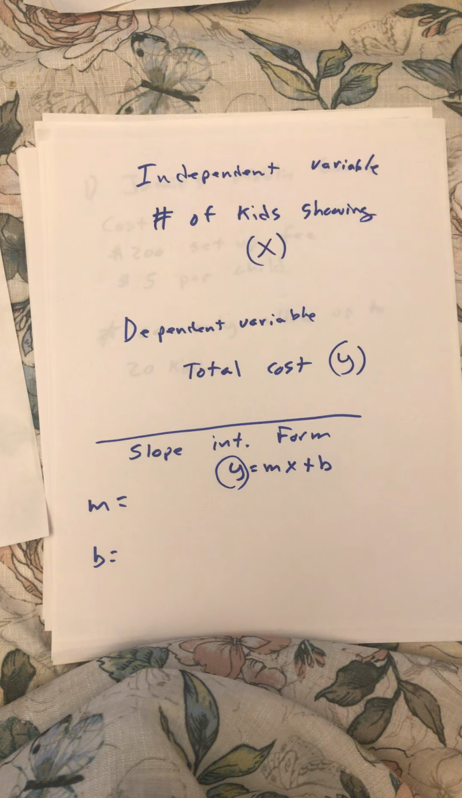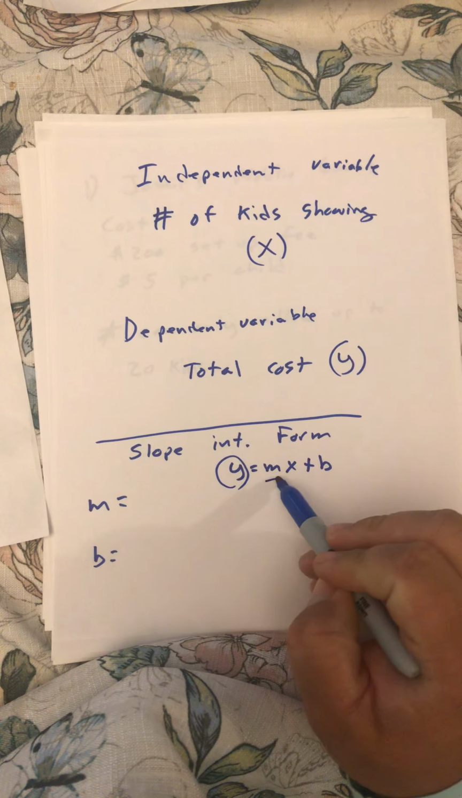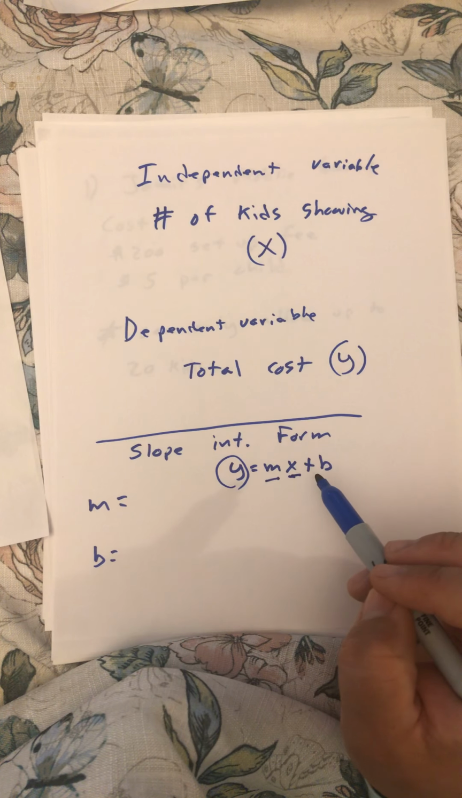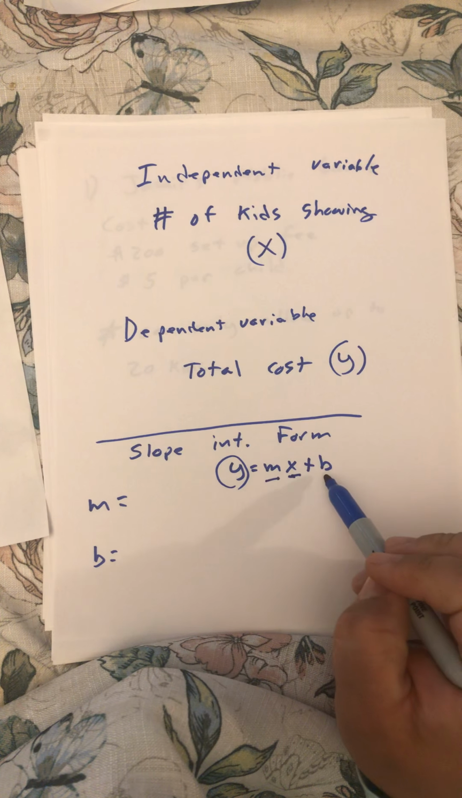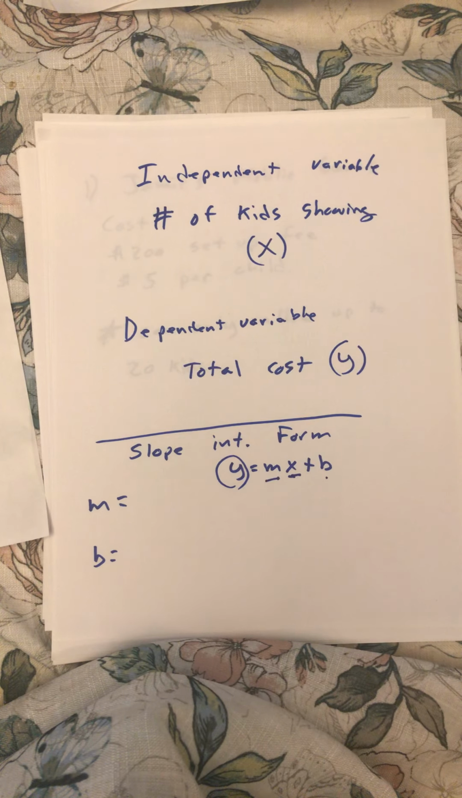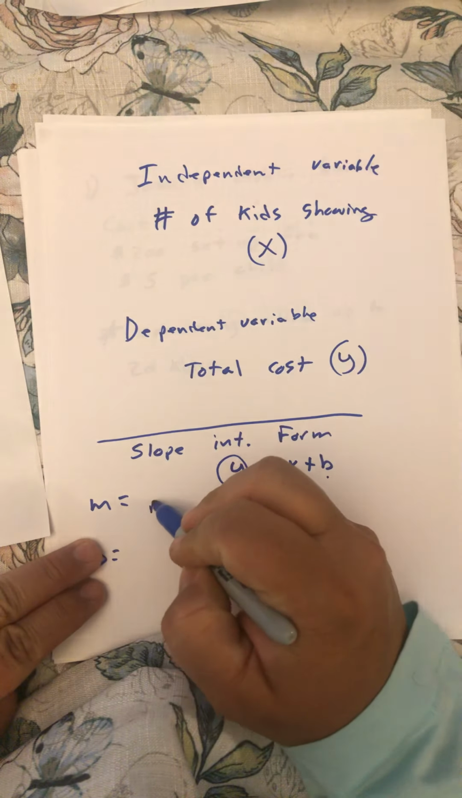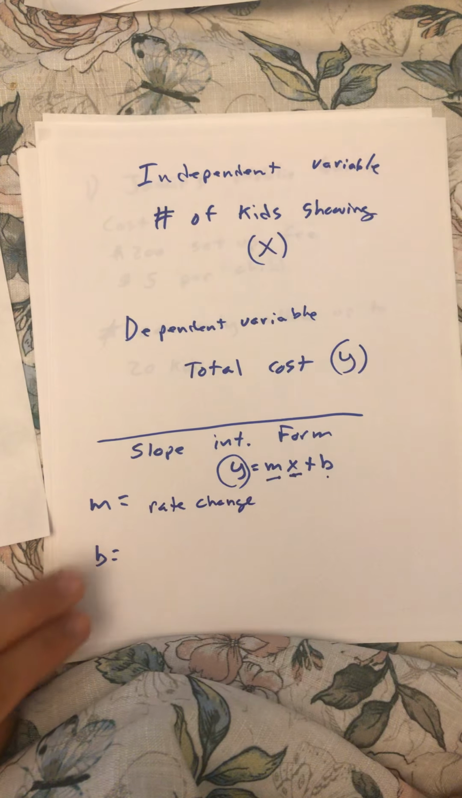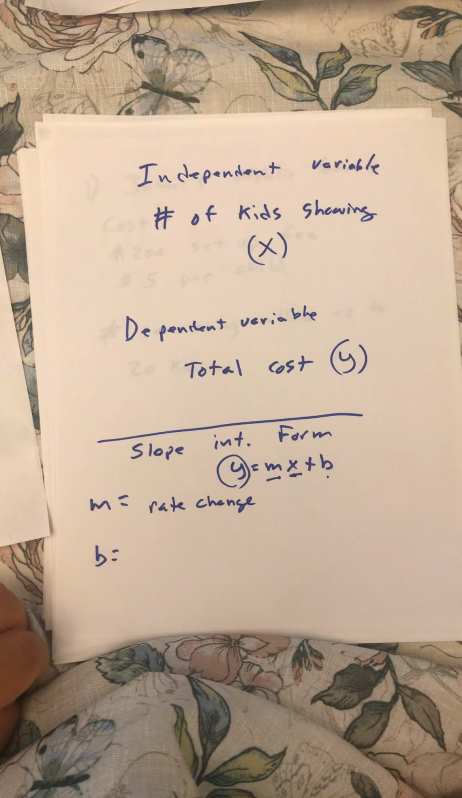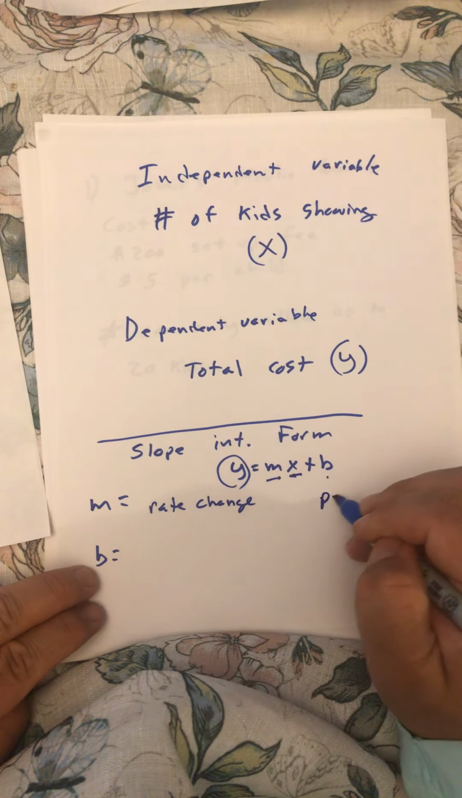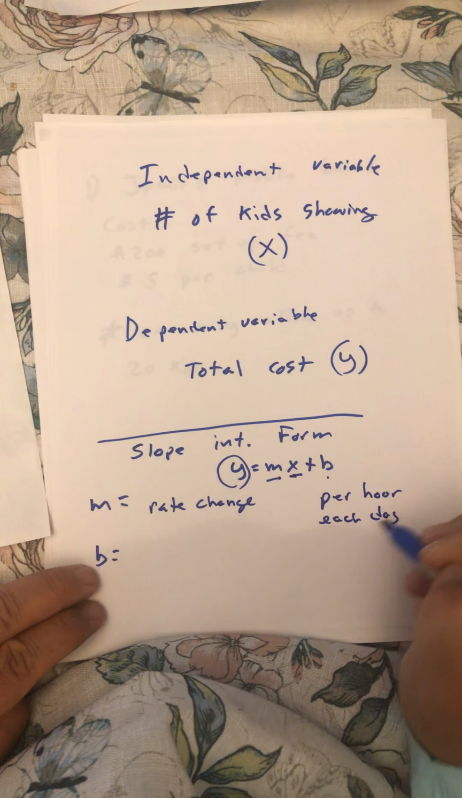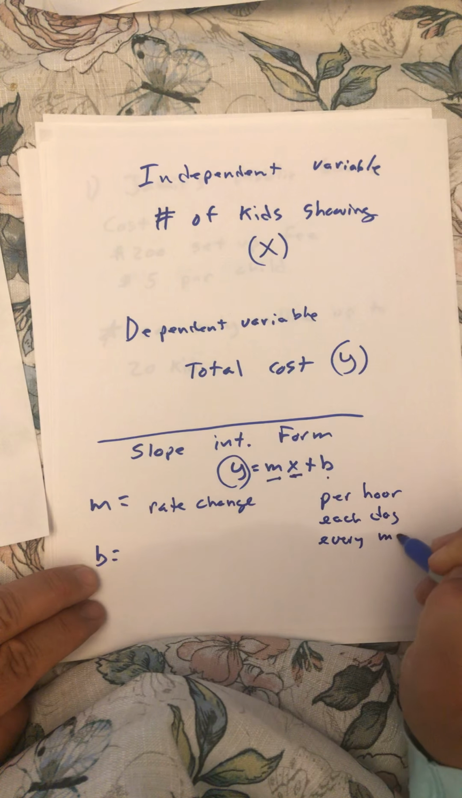That will be our answer, and that's why we have the y by itself, because that's the outcome. So to use that, we have to multiply my slope by my input, which in this case would be 15, 25, or 40, and then plus my y-intercept, or subtract my y-intercept. So my slope, my m, is the rate of change. So rate of change will always be with a per hour, or each day, or every month.